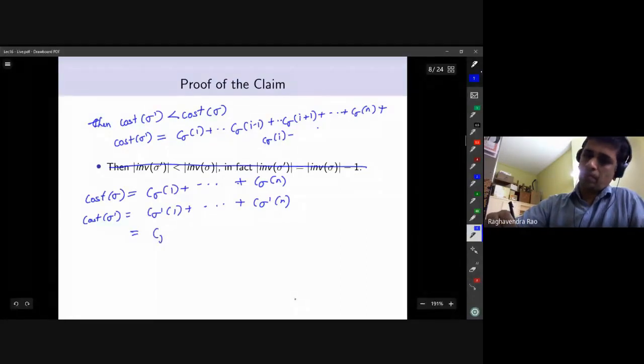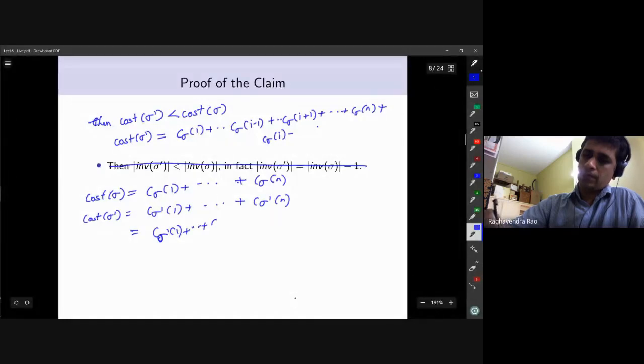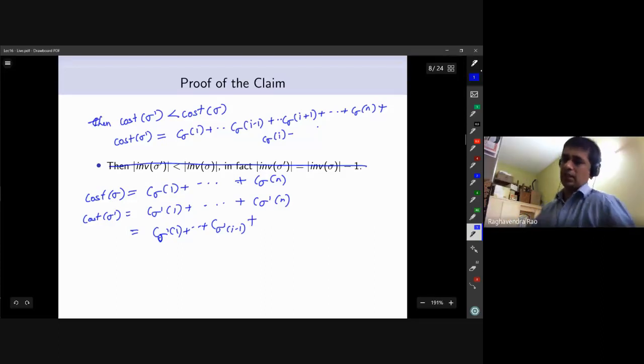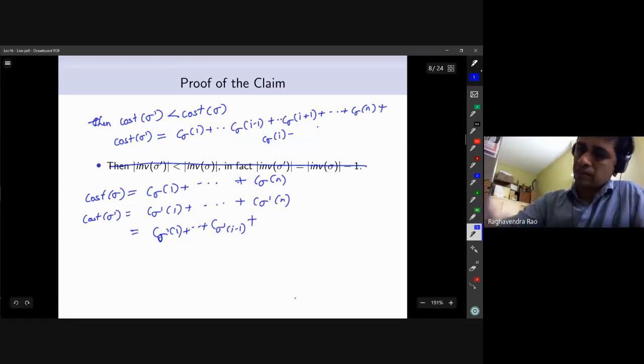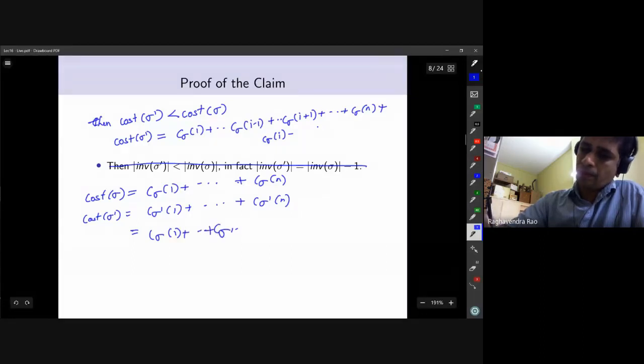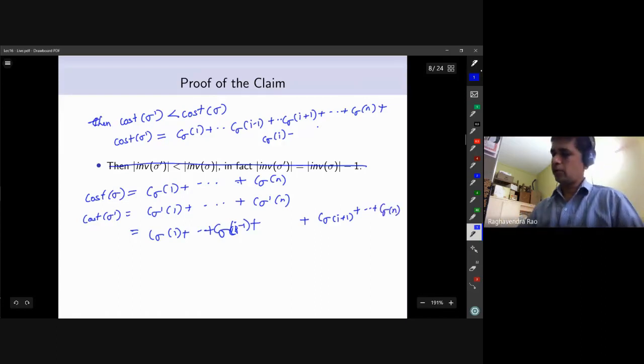So this is equal to C sigma prime 1 plus etc. plus C sigma prime I minus 1 plus, so what is at position I? Sorry, why should I have prime here? Very sorry. I'll take all this out. This is the same as C sigma 1 plus etc. C sigma I minus 1, plus at position I, we'll see what it is, C sigma I plus 1 plus etc. plus C sigma n. Is that clear to everyone?